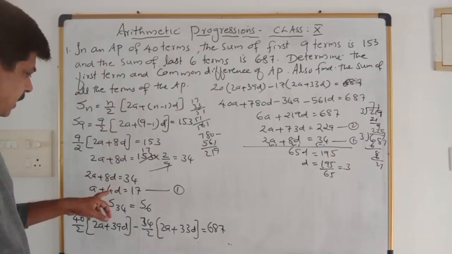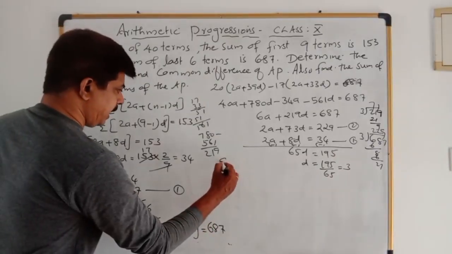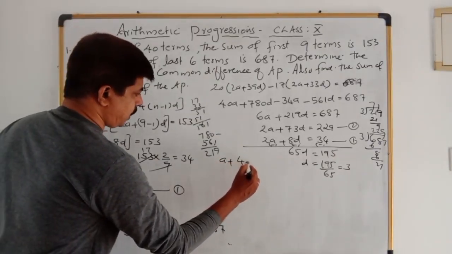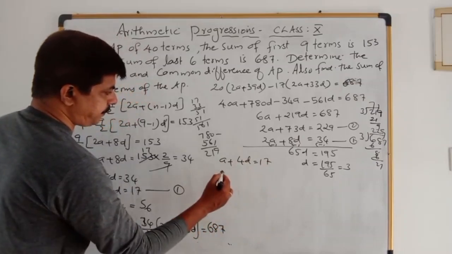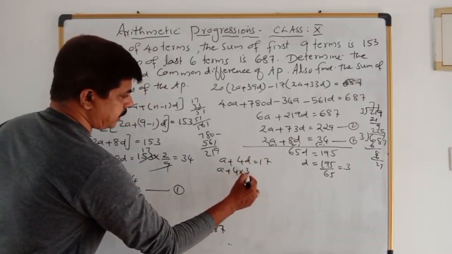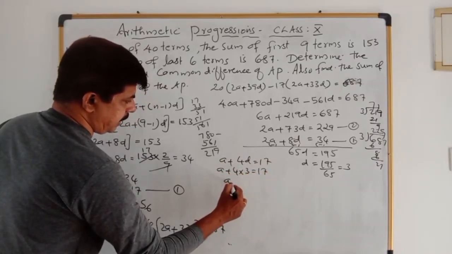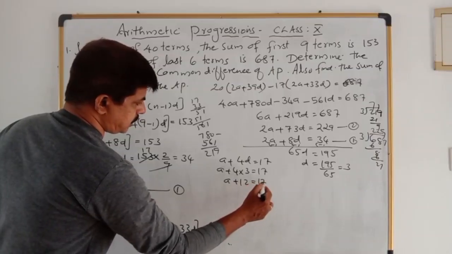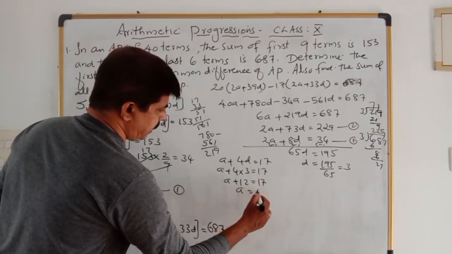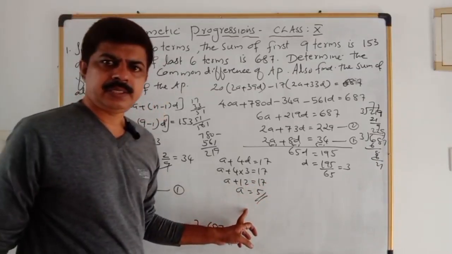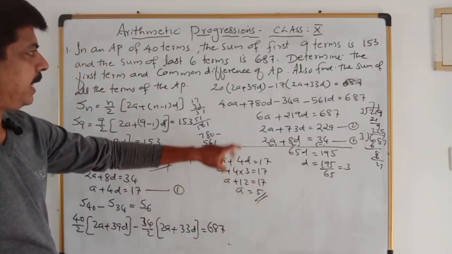We use the first equation to find the value of a. a plus 4d is equal to 17. a plus 4 into 3 is 17. a plus 12 is equal to 17. So a we got is 5. So we got the values of a and d.